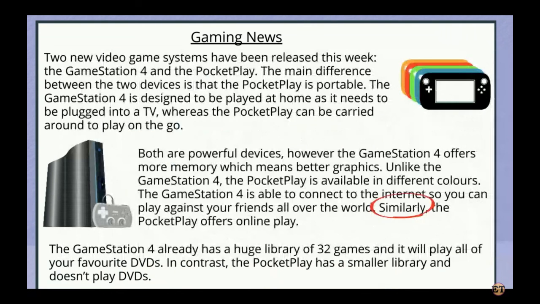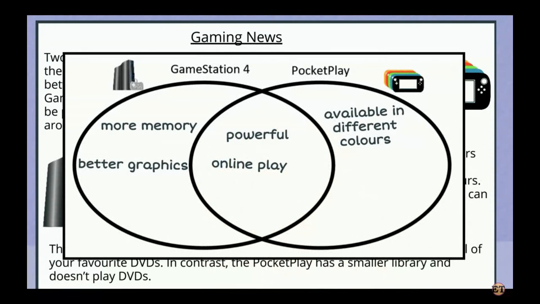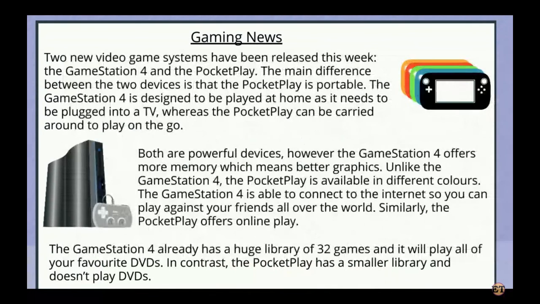I also found the word similarly. This word tells us that the author is highlighting how the two systems are similar. They both have online play. There are more similarities and differences. Not all of them have signal words identifying them. Pause here while you look for more.